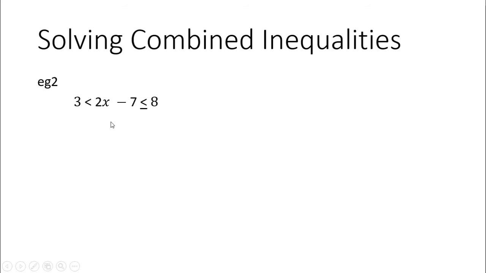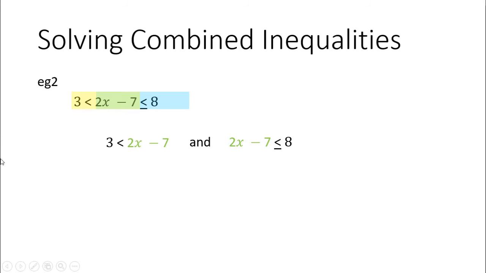And then we've got 2x minus 7 is less than or equal to 8. So let's split this into two separate, simpler inequalities. First, we'll say that 3 is less than 2x minus 7. And then separately, we'll set out another inequality to solve, which shows that that middle expression, 2x minus 7, is less than or equal to 8. And we'll solve these two inequalities separately.